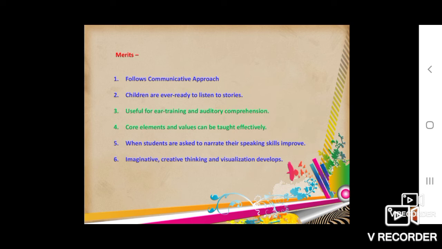After that, students should be asked to narrate the story for developing and improving their speaking skill. Our students will be more imaginative, their creative thinking will be enriched, and visualization can be directly developed. While listening to or narrating a story, students can visualize themselves, think about the characters and the incident. Visualization plays a very effective role while listening to the story.